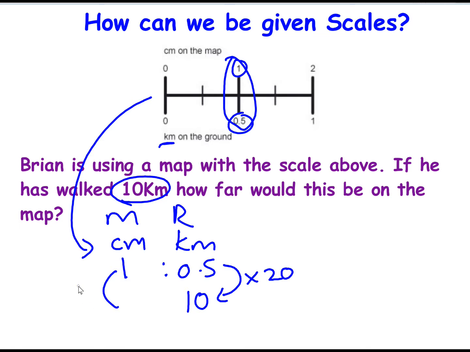So on here, we multiply by 20, because what you do to one side, you do to the other, and we end up with 20 centimeters as our answer. So our answer is 20 centimeters. So again, we've gone from a visual scale to something we've put into a ratio and a strap line. We've been given a value that we put into our strap line, and this gives us our answer.